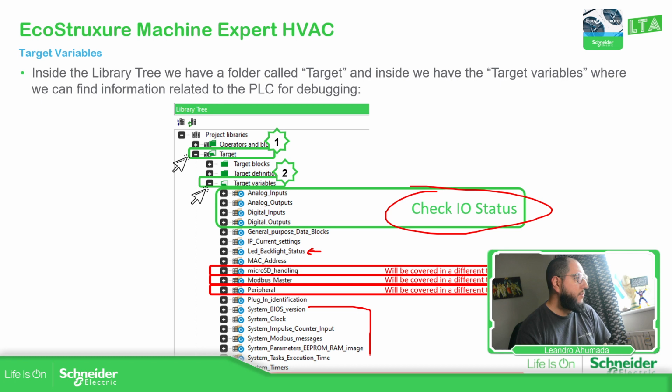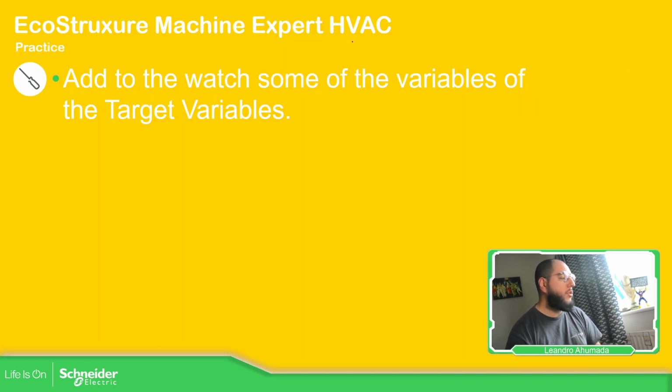Then we have the system information. Some of them we already covered, which is the times. The clock we're going to cover in the next video. But what I want to point out here is that it's important: if you have any doubt about something inside the controller that you want to use, this is where the information is located. And what I'm going to do is add some of the variables in the watch.